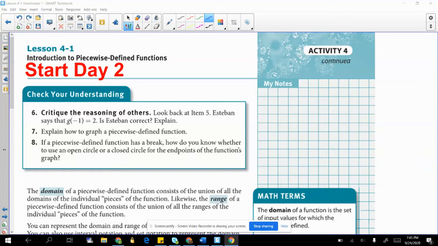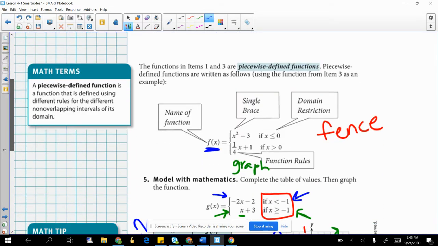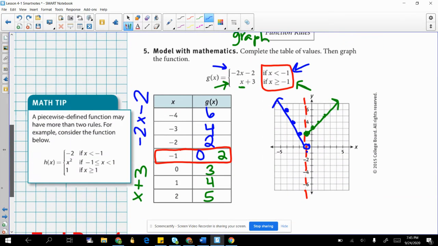Hey everyone, we're back with day 2 of Piecewise-Defined Functions, lesson 4.1. We are on page 59, and we are going to start out by looking at number 6 here, which asks us to look back at item 5 from what we did in the last video. So if you look back at page 58, number 5, it says, Esteban says that g of -1 equals 2. Is Esteban correct? Explain.